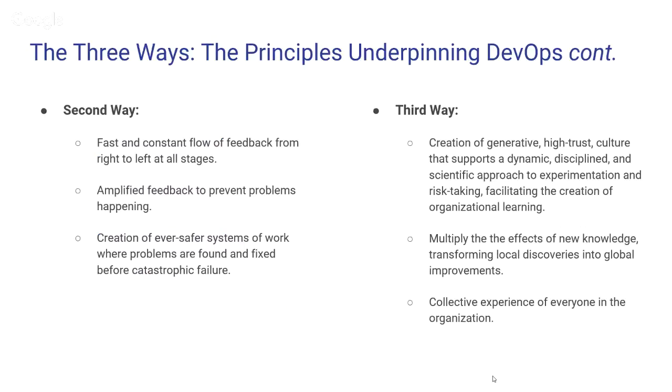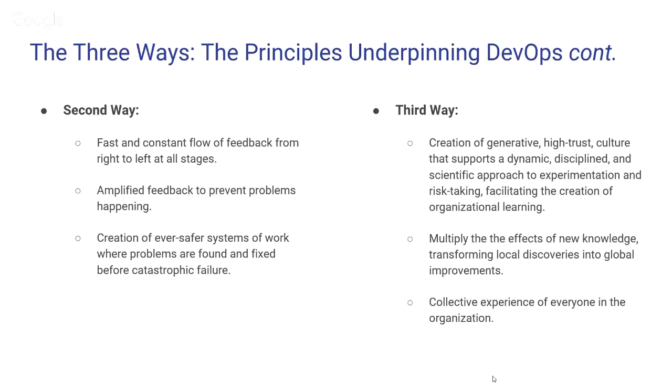And the second way, fast and constant flow of feedback from right to left at all stages. Amplified feedback to prevent problems, and creation of ever safer systems of work, so problems can be found and fixed before catastrophic failure.